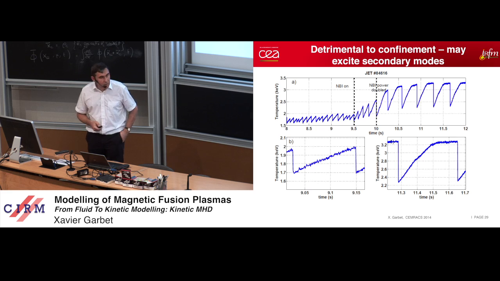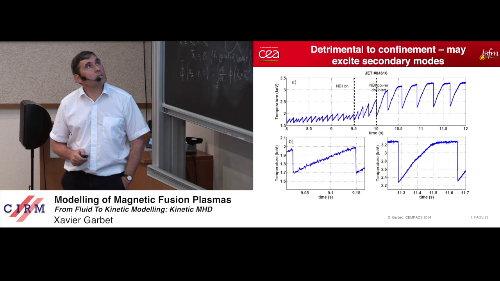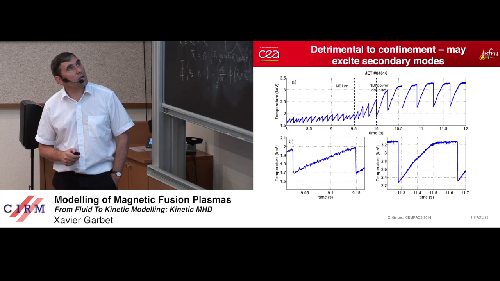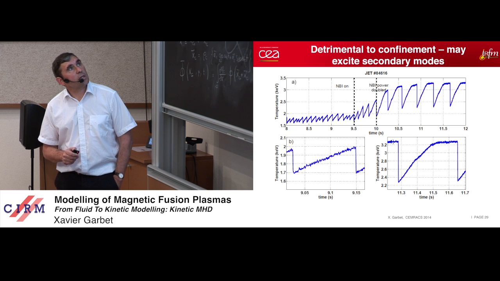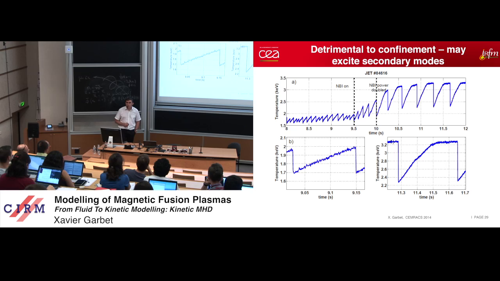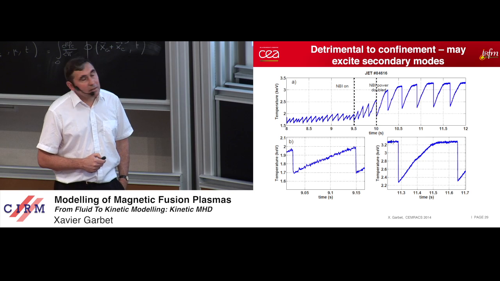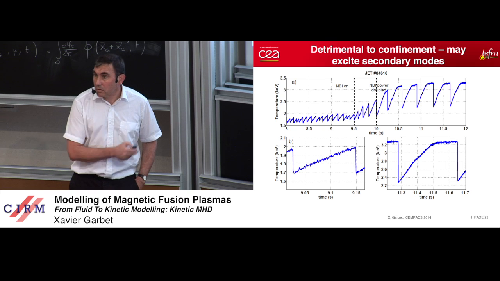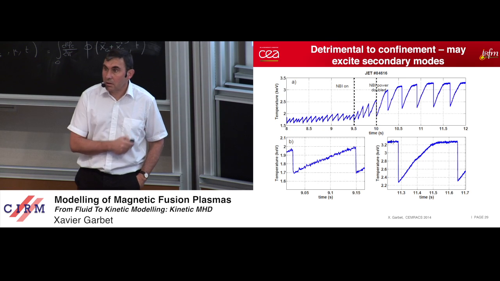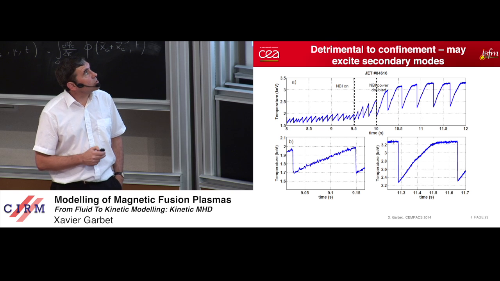Now, if you look at the temperature, this is the central temperature versus time. For each crash you're decreasing your temperature on a very fast time scale. And that's why we are interested in this: it's detrimental to confinement. It's not good to decrease the temperature precisely in the region where you want to produce fusion. But you can deal with that. Actually, ITER is designed to reach its objectives with these crashes, or events, which are called sawteeth.